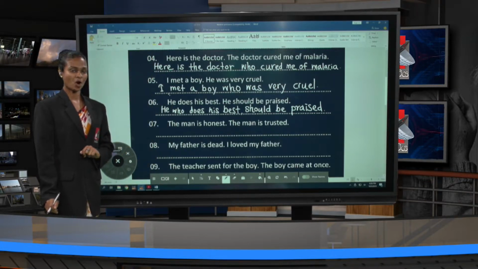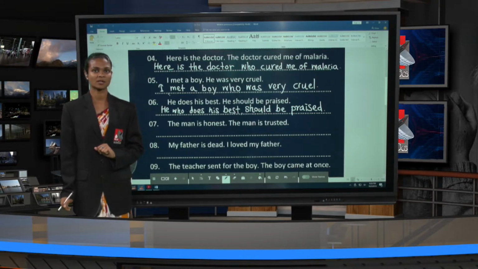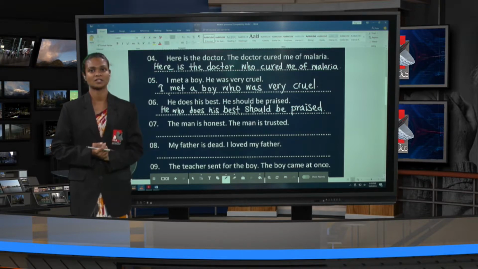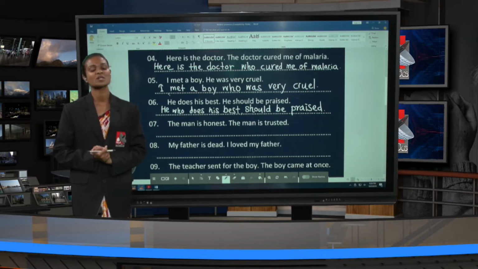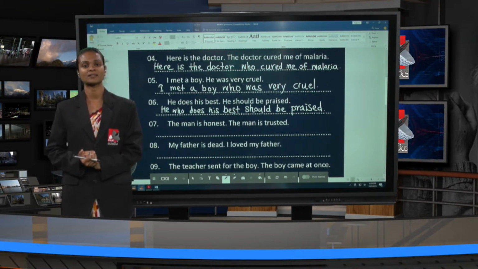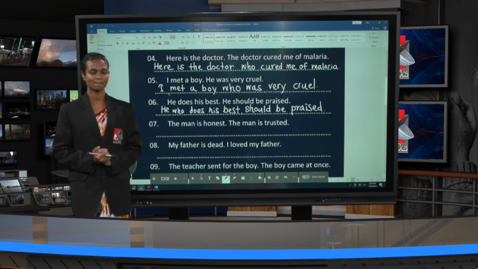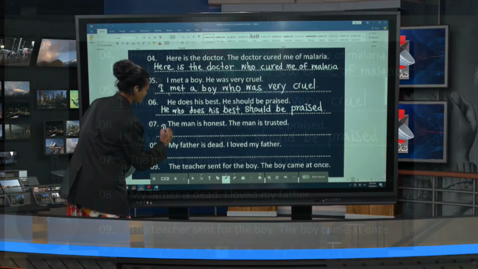The man is honest. It is honest. The man is honest. The man is trusted. The man is honest. මනුස්සයා අවංකයි. The man is trusted. විශ්වාසවන්තයි. අවංක මනුස්සයා විශ්වාසවන්තයි. In Sinhala we say like that. How do we form this into English? By using a relative pronoun. Yeah, again, this is similar to the 6th one.